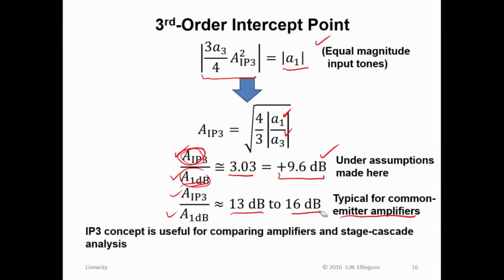So this concept is useful for comparing amplifiers and in stage cascade analysis. This is something we'll talk about in a future lecture. Comparing amplifiers, what typically happens is we have to rely on data sheets, and the data sheets like to give quantities like 1 dB compression and third order intercept. So the merit or the value in these metrics is that they give us some quantitative way to compare amplifiers. A little bit less useful for actually designing systems, but more useful for part selection, for example.